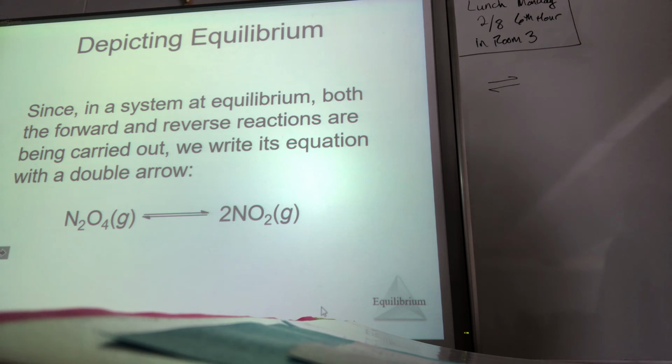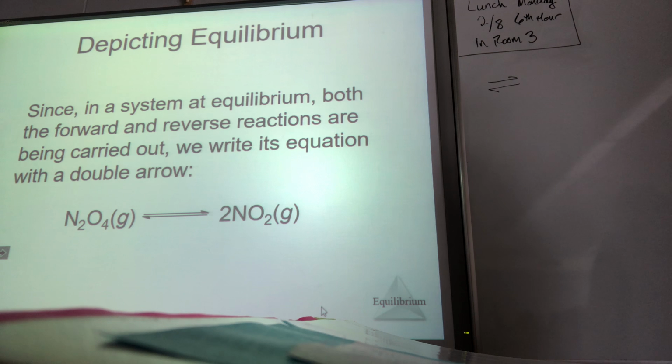If you do not see a double arrow, you're not dealing with an equilibrium situation. This reaction has one reactant and one product, correct? And you see the coefficient in front of the product. That's going to come into play here in a second.